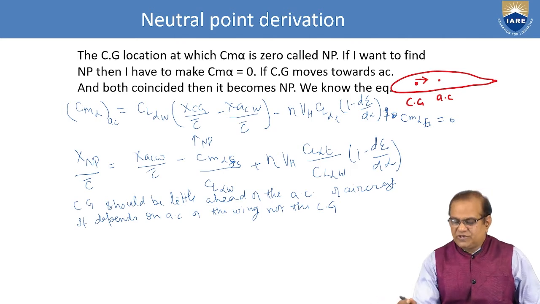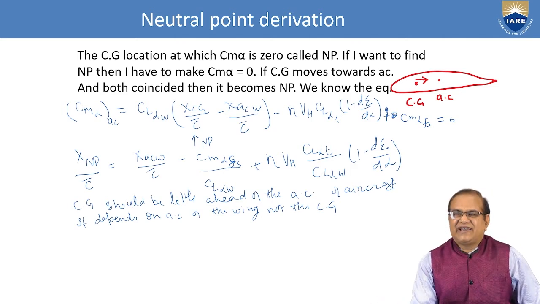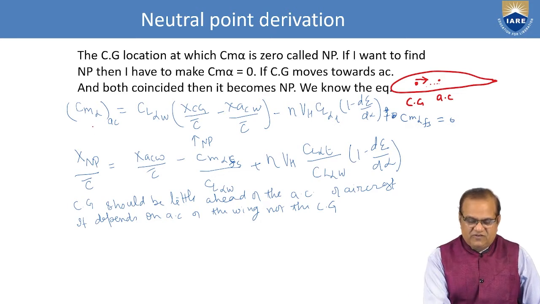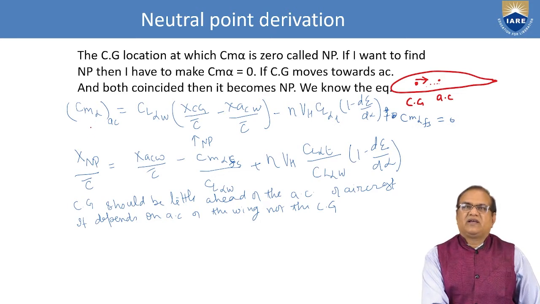We know the equation now. Here in this diagram, this is the aerofoil, and here the center of gravity is ahead of the aerodynamic center. If it starts moving towards this, and when it reaches the top of this, it becomes the neutral point. We have seen that in our derivation of the total coefficient of moment of the aircraft.